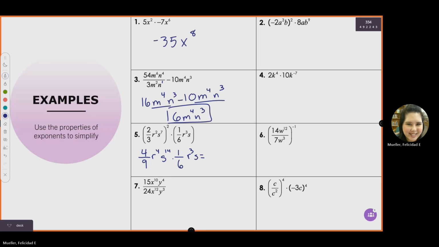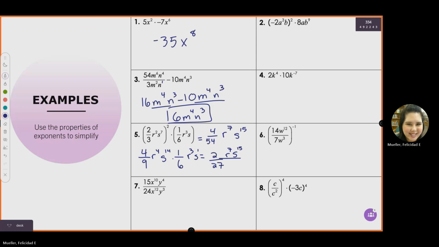So we're going to get 4 over 54. 4 plus 3 is 7. 14 plus 1 is 15. And we are going to simplify this to 2 over 27. And we can actually extend this out to the 7th s to the 15th. So I can either write this as 2 over 27 and then my r and s on the side, or I can write them all in the numerator.